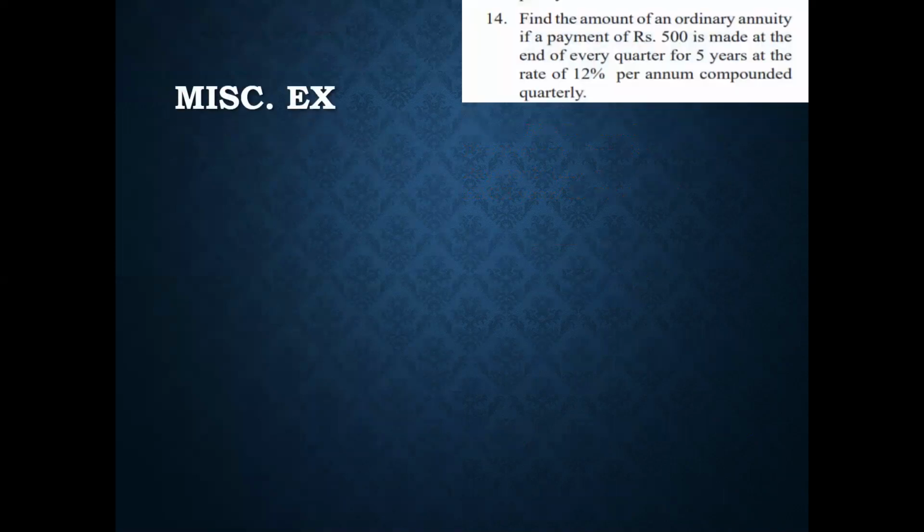So class, we start with the miscellaneous exercise, sum number 14. Find the amount of an ordinary annuity if a payment of rupees 500 is made at the end of every quarter for 5 years at the rate of 12% per annum compounded quarterly. As you can see the word ordinary here, it represents immediate annuity. They have told you to find out the amount, so that is accumulated amount you have to find. Also the word quarterly has been used, so remember class, N multiply by 4 and R divide by 4.